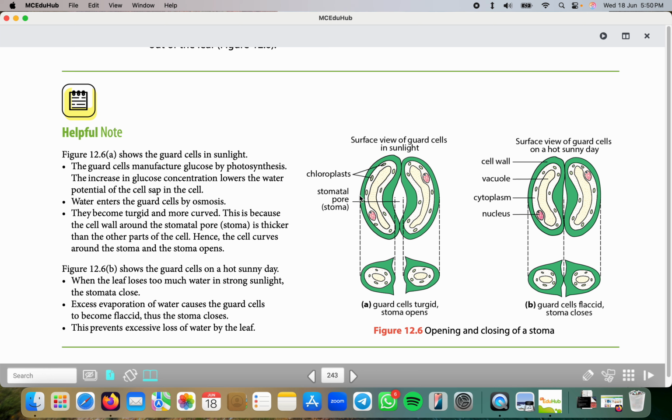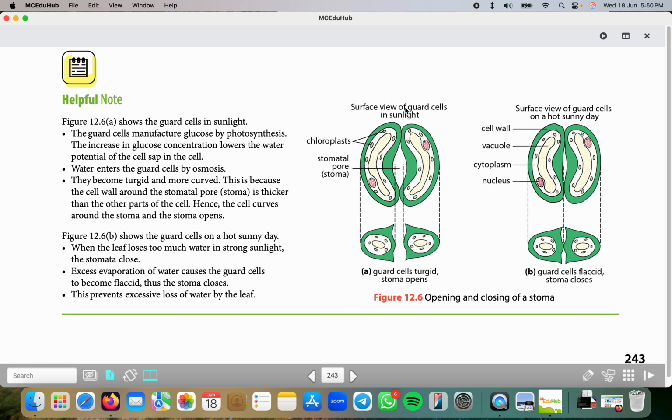Okay, so what we see is that during the day, or when the condition is correct, where it's not too hot, when the sun is just nice, there's enough sunlight, there's going to be photosynthesis that occurs in these cells, the two guard cells. And when there's photosynthesis in these two guard cells, then the water potential of these two guard cells will decrease, in the cell sap of this cell. So now water will enter from the surrounding cells into the guard cells by osmosis. Therefore, this cell now becomes turgid, becomes larger in size.